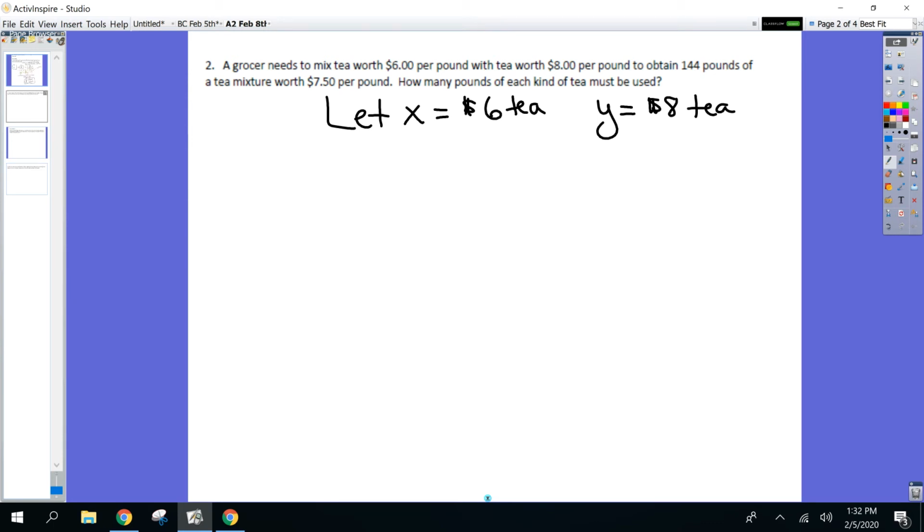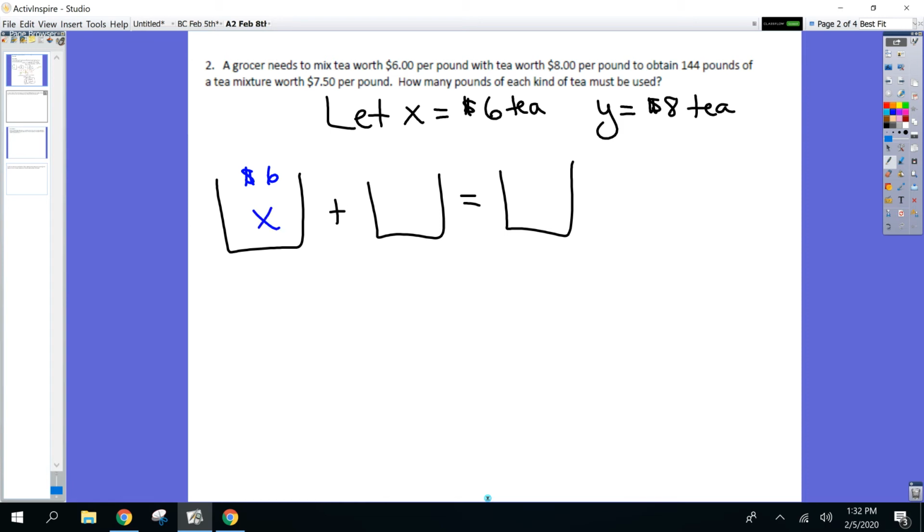I'm always going to do in these mixture problems some type of visual representation. So I think it helps us set up the equations easier. All right, first type of tea was $6. Don't know how much, but I know I called it X. Next type of tea, $8. Don't know how much I have, but I called it Y.